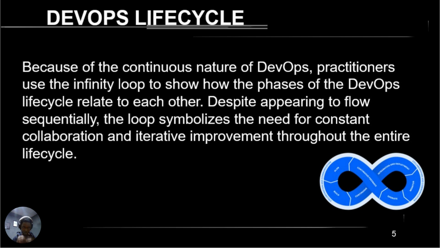Because of the continuous nature of DevOps, practitioners use the infinite loop to show how the phases of the DevOps lifecycle relate to each other. Despite appearing to flow sequentially, the loop symbolizes the need for constant collaboration and iterative improvement throughout the entire lifecycle, just as I said. The constant feedback I get from you will tell me how I am performing, and then I know where I need to make changes.